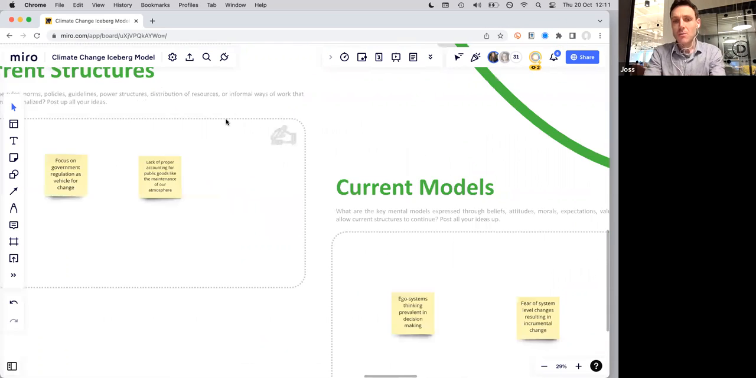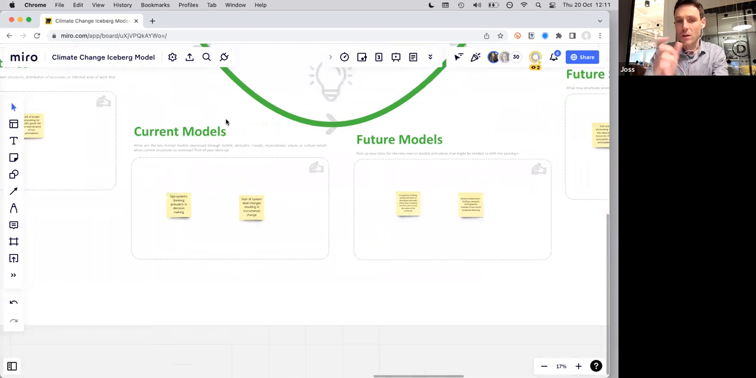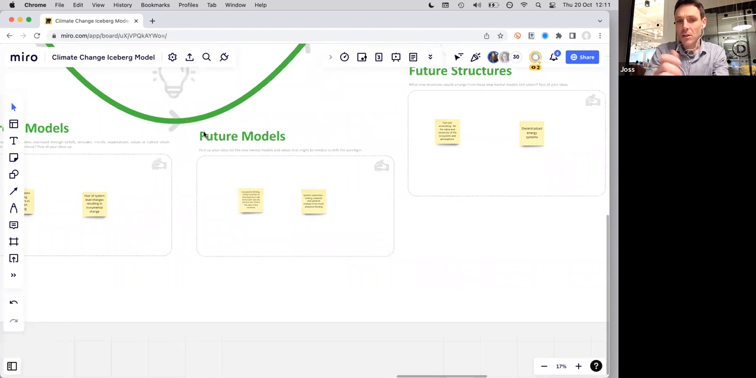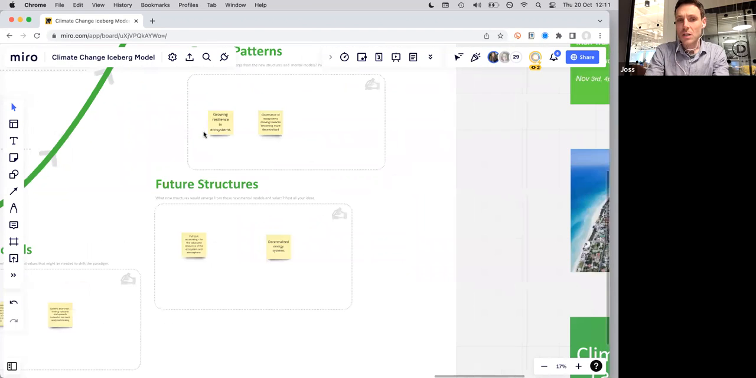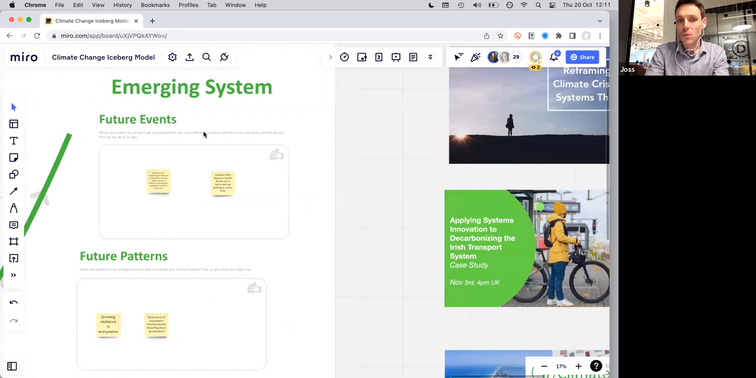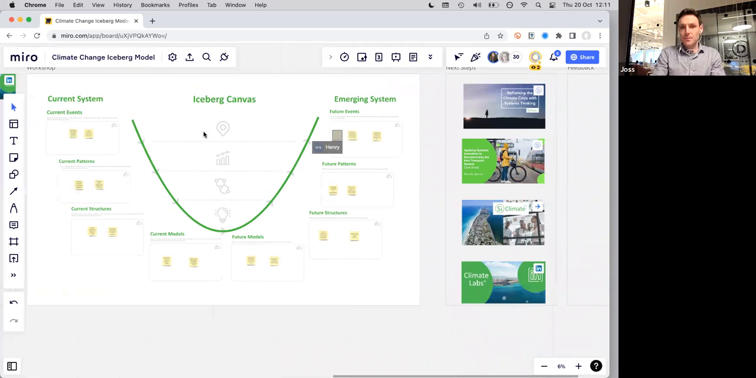Again, I'll give some examples there. Then the current mental models: how are we looking at the system, how are we framing the challenge? And then here is where we try to flip that and change it to a new mental model, a new paradigm, with new structures emerging out of that, patterns and ultimately events. That's what we'll be working on for the next 70 to 80 minutes. If you have any questions, you can put them in the chat.